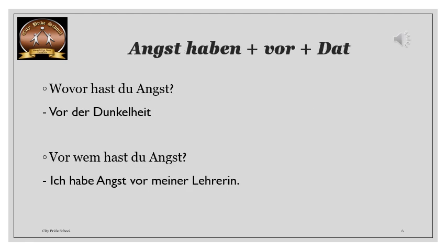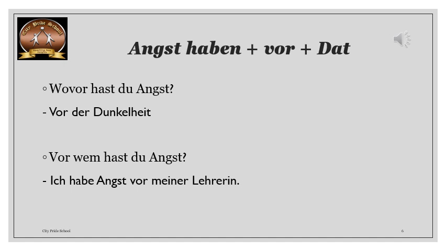Angst haben vor plus dative. Angst haben vor is a verb with fixed preposition which means to be afraid of. Now one can be afraid of object or person. Both the things are possible. Now the first example. Wovor hast du Angst? Vor der Dunkelheit. Dunkelheit bedeutet darkness. So I am afraid of the darkness. So darkness is an object.